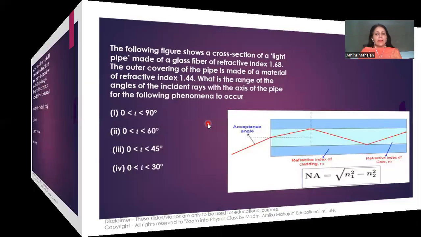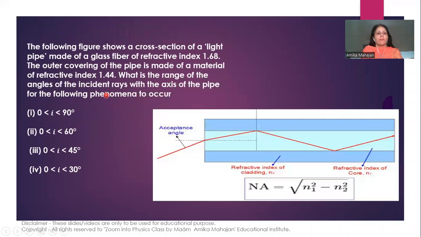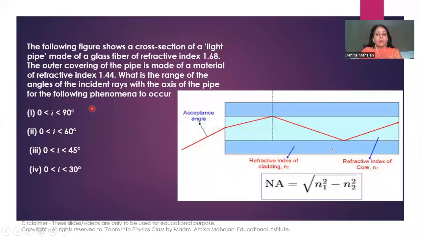Now next question, it is again based on optical fiber. The following figure shows a cross section of a light pipe made of glass fiber of refractive index 1.68. The outer covering of the pipe is made of material of refractive index 1.44. What is the range of the angles of the incident rays with the axis of the pipe for the following phenomena to occur? Now look here.